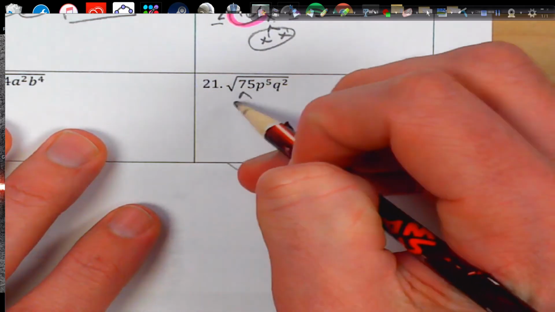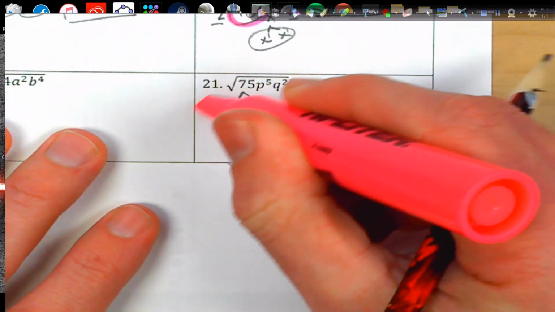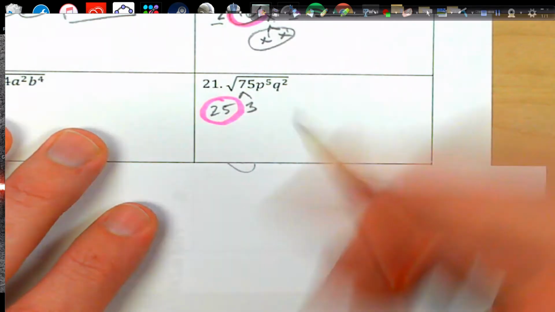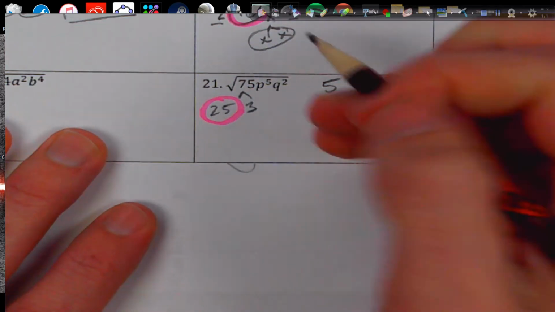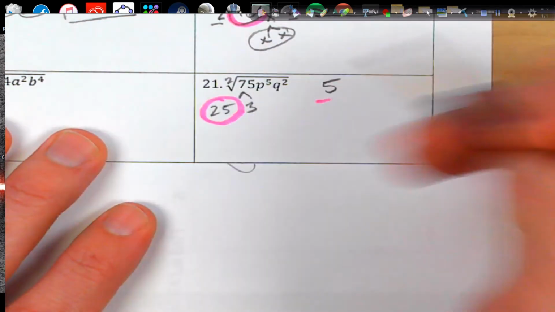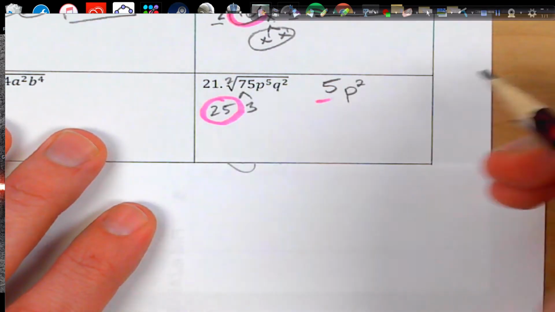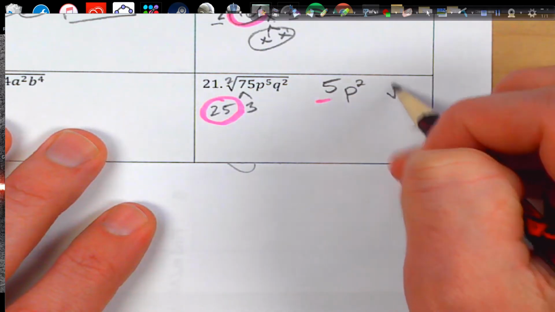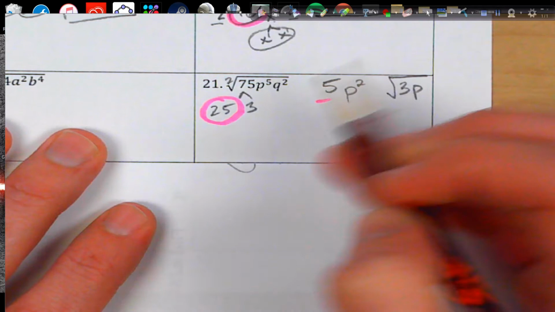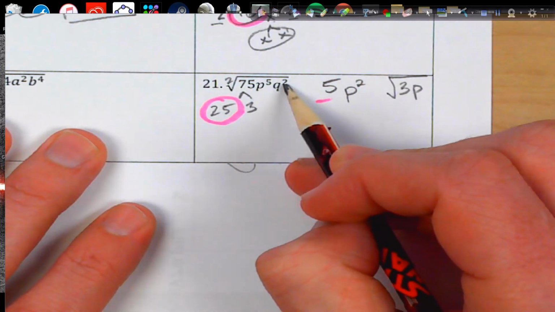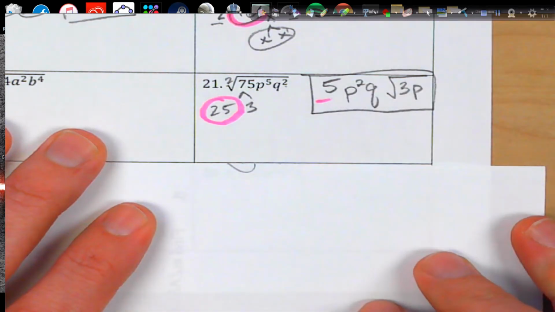This is going to be, I always think of quarters, that's 25 and 3. And last time I checked, 25 is a perfect square, 5 times 5. We get to pull a 5 out. That's cool. And then, remember, the index is 2. 2 goes into 5 twice, so I get to take 2 out, but 1 is left over, so I'm going to be left over with a 3 in there and 1p. And then 2 goes into 2 once, so I get to take 1q out. And there's the answer.